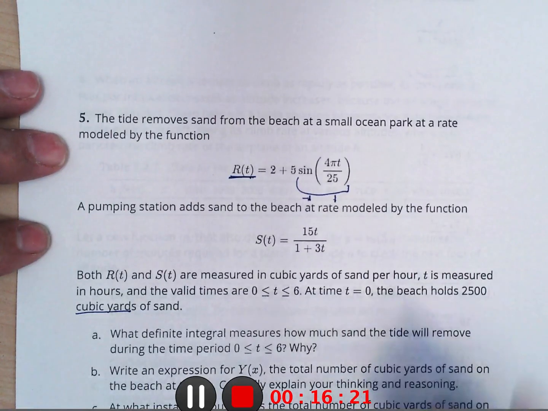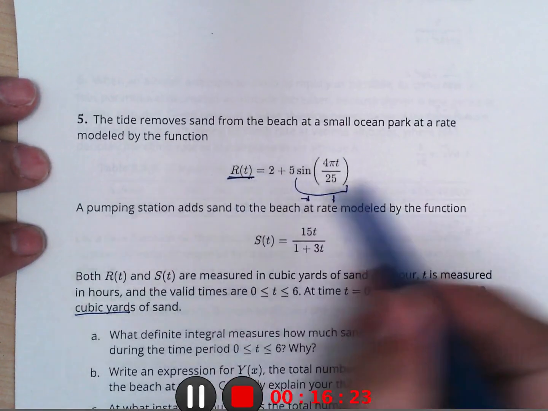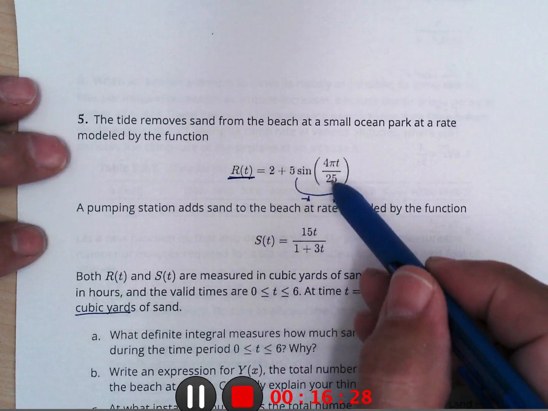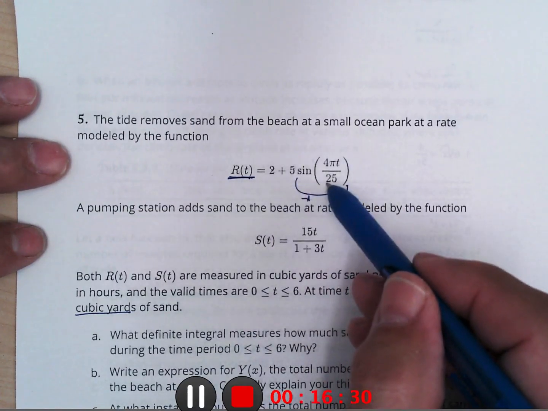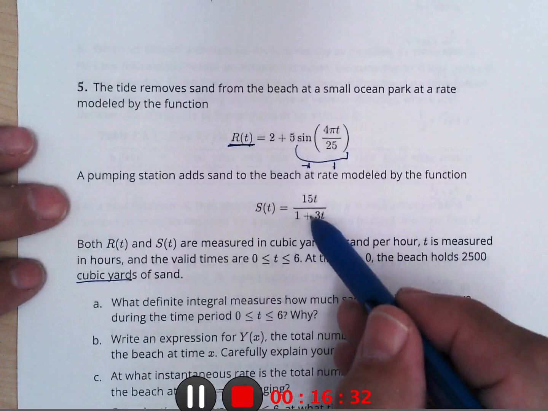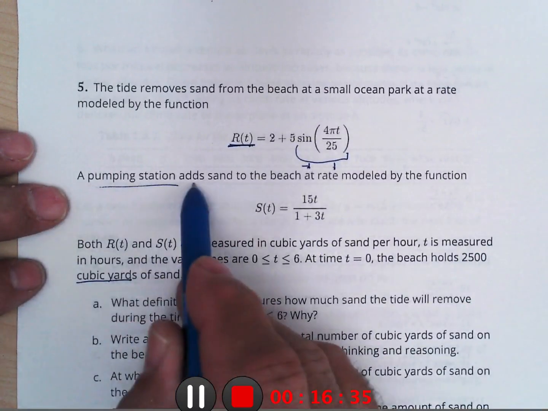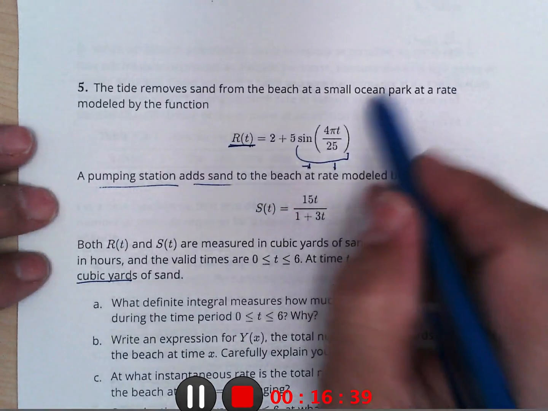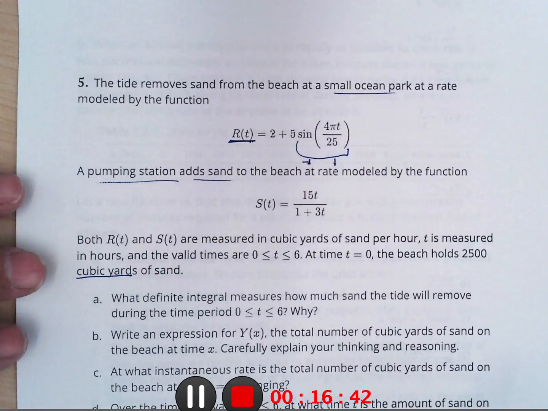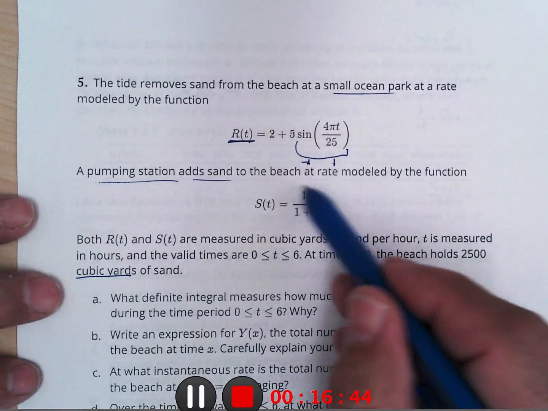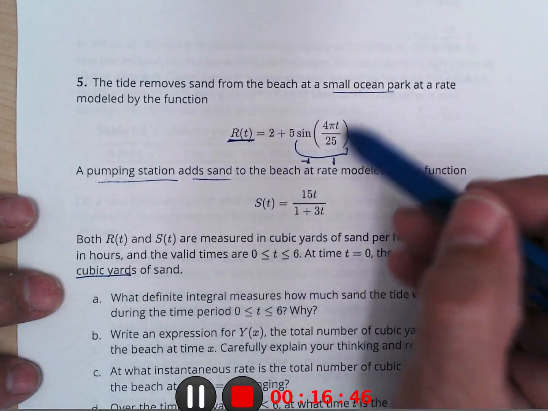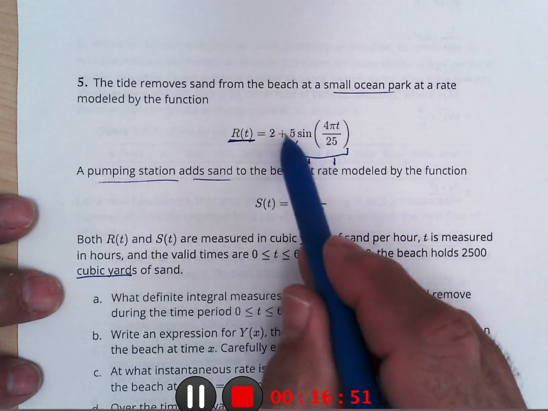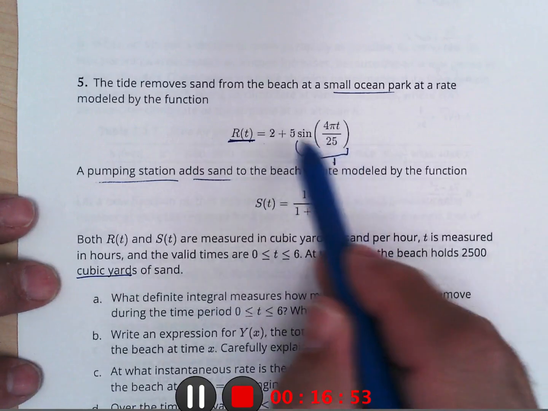So, again, the tide will not always be removing sand. It says they have a pumping station that adds sand. The reason they're doing that is because they want to make this a nice beach and they want it to be sandy, so it would be adding sand, and this is what the tide is doing. Sometimes adding sand, but most of the time subtracting sand because of the +2.